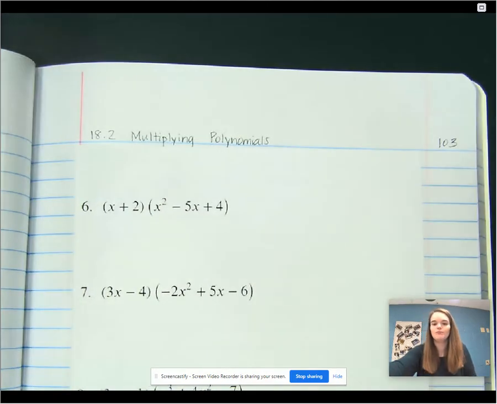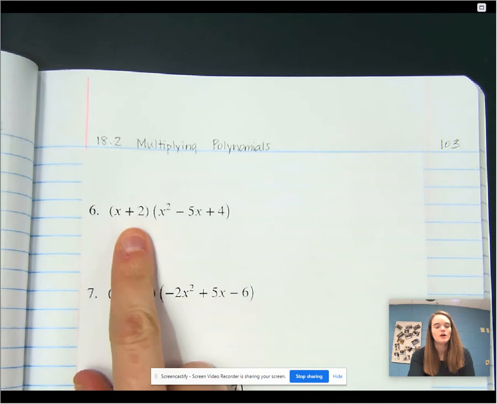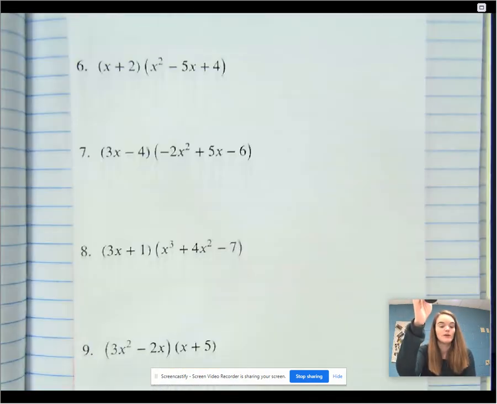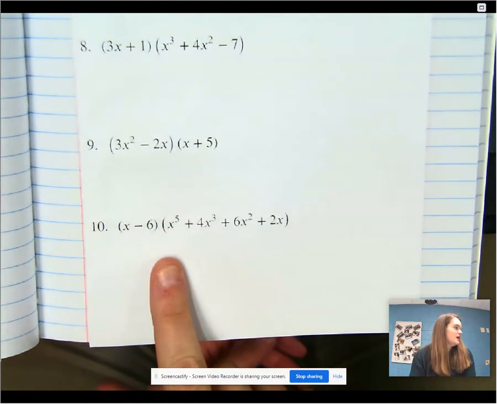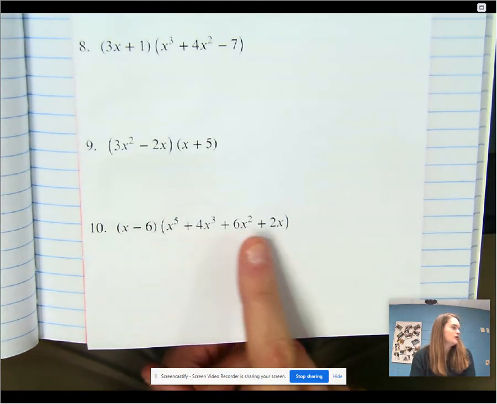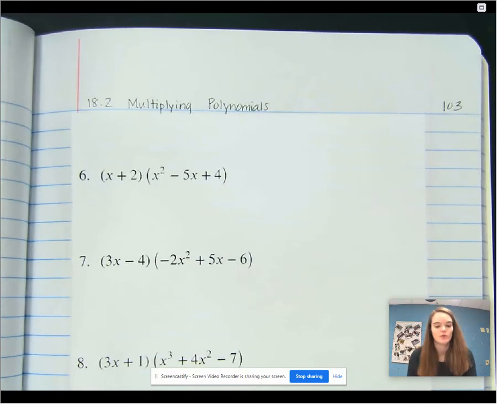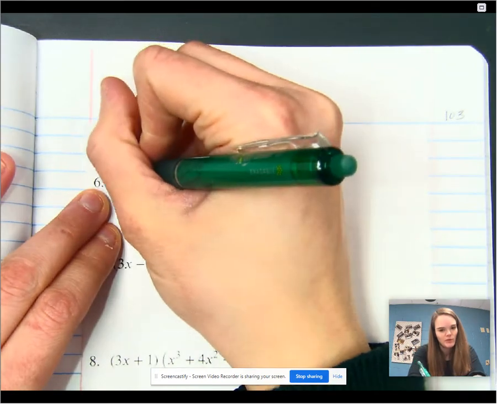Okay, so we're doing the same thing. It's just now instead of having a binomial and a binomial, we have a binomial and a trinomial, or we get all the way down here where we've got a binomial and a huge polynomial, not fourth degree, it's actually fifth degree. But we're still going to distribute. It's just we have a lot more to distribute. So we're going to start by just distributing like we did before.